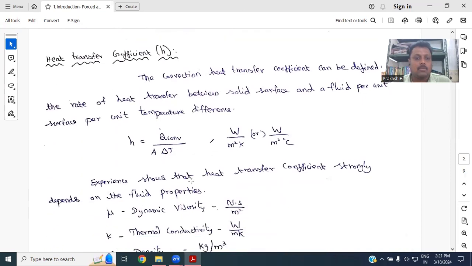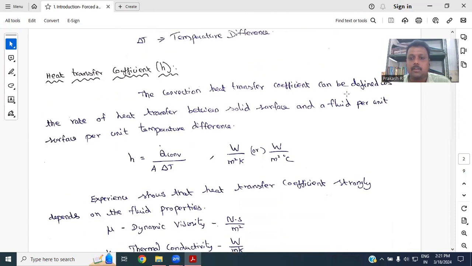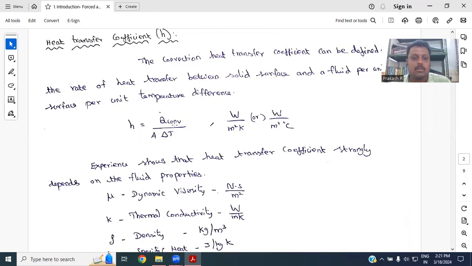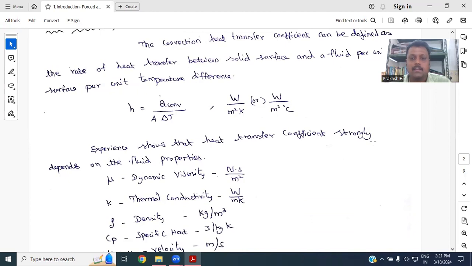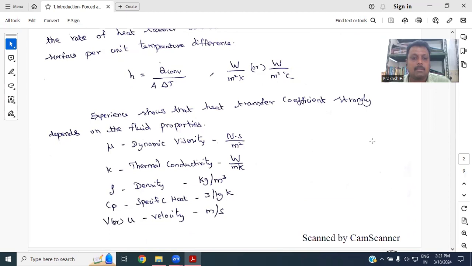Now let us see what a heat transfer coefficient is. It can be defined as the rate of heat transfer between a solid surface and a fluid per unit surface area per unit temperature difference. Therefore, h is equal to Q divided by A into delta T. This heat transfer coefficient strongly depends on fluid properties such as dynamic viscosity, thermal conductivity, density, specific heat, and velocity. These properties we can refer from the HMT data book, depending on the fluid.